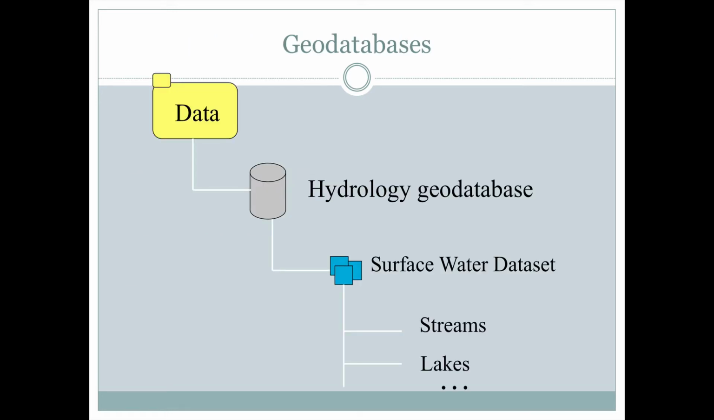So if we're just looking through my computer and we saw a file there called data and we opened it up, how we would store geodatabases is actually as a database inside of that folder. And so we might have a hydrology geodatabase, and if we double clicked on that geodatabase in something like our catalog, we might see a surface water data set that might consist of streams and lakes and any other number of layers or features that we want to include on a map.